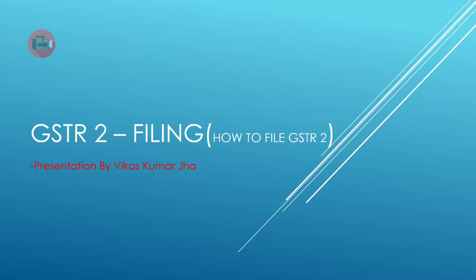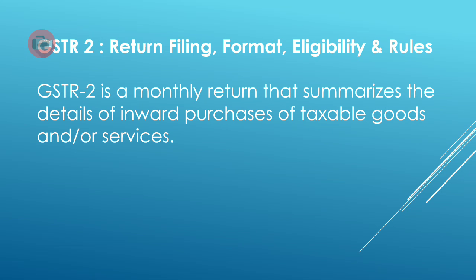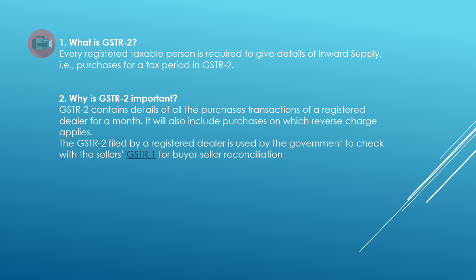Today we will discuss GSTR 2 return filing, how to file GSTR 2, and the GSTR 2 return filing format, eligibility and rules. GSTR 2 is a monthly return that summarizes the details of inward purchases of taxable goods and services. Now the question arises, what is GSTR 2? Every registered taxable person is required to give details of inward supply, that is purchases, for a tax period in GSTR 2.